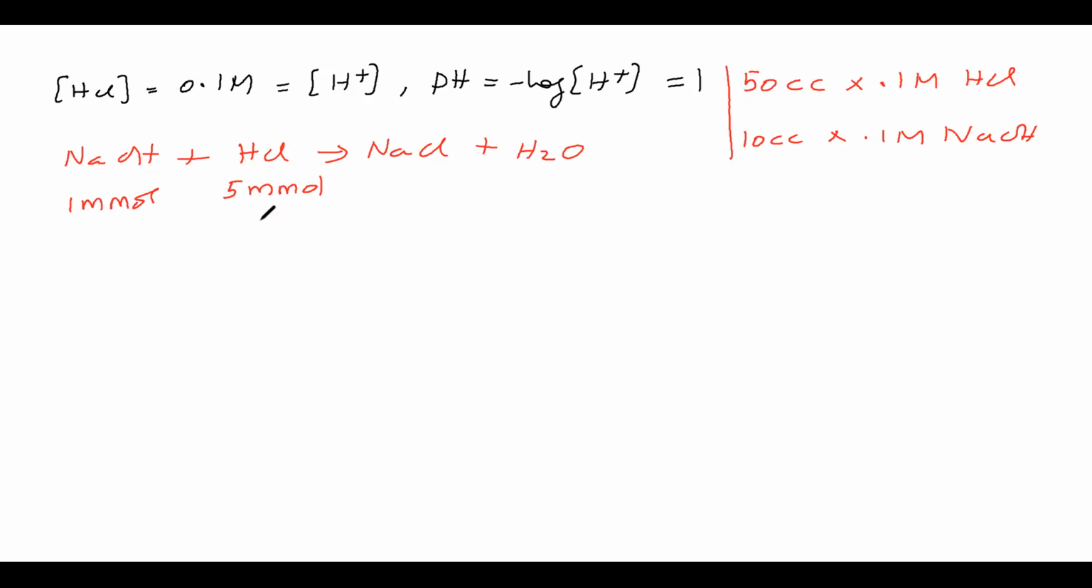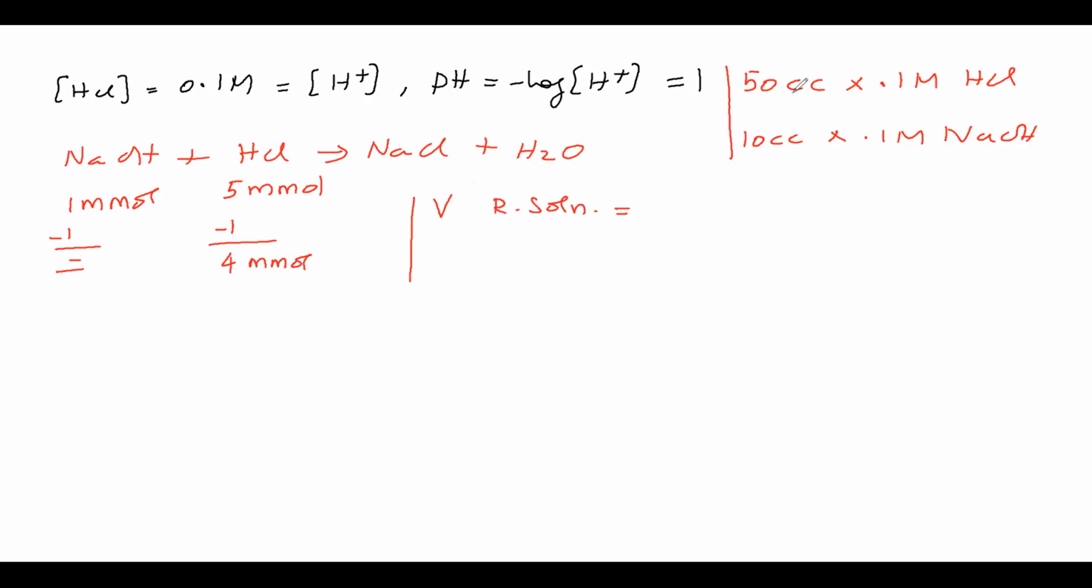HCl we took initially 5 millimoles. Now the reaction takes place. Sodium hydroxide reacts completely, so the remaining is 0. HCl reacts 1 millimole, therefore the remaining is 4 millimoles. Now, what is the volume of the resultant solution? That we will see.